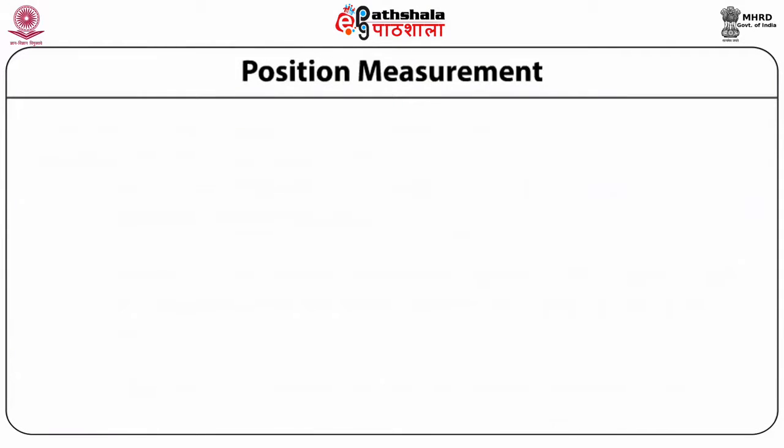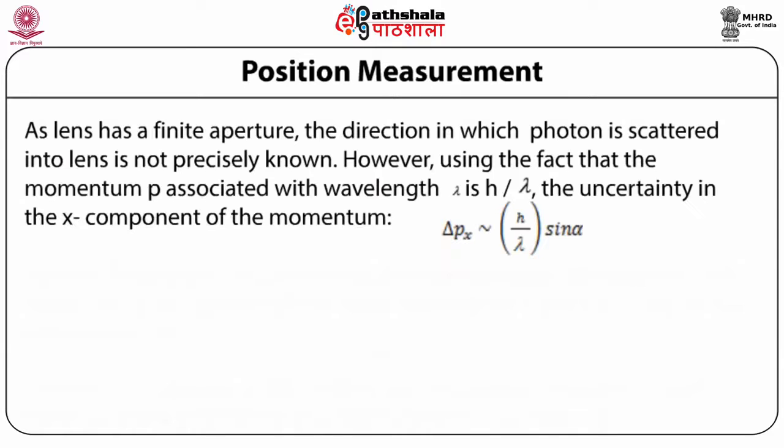So, as the lens has a finite aperture, the direction in which the photon is scattered into the lens is not precisely known. However, using the fact that the momentum associated with the wavelength lambda is h by lambda, as we had just discussed, the uncertainty in the x component of the momentum, delta px, is of the order of h by lambda sine alpha, where alpha is the half angle subtended at the aperture of the microscope.